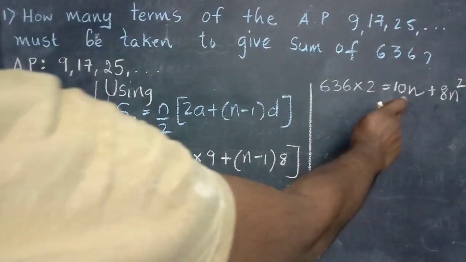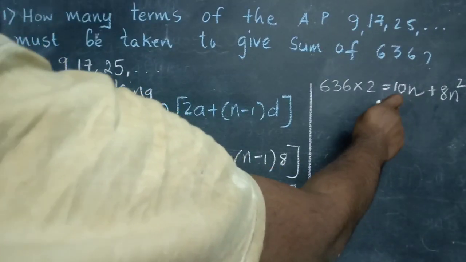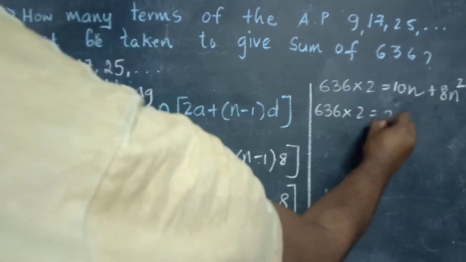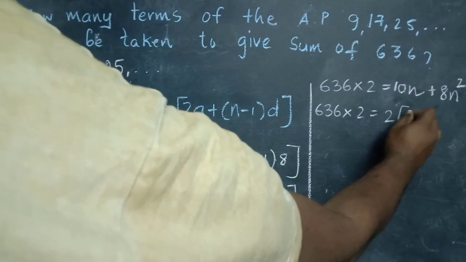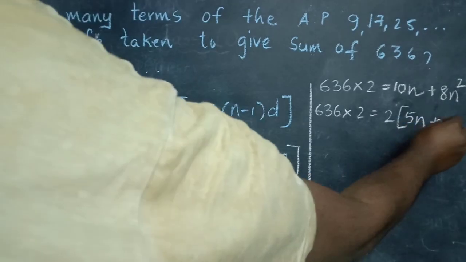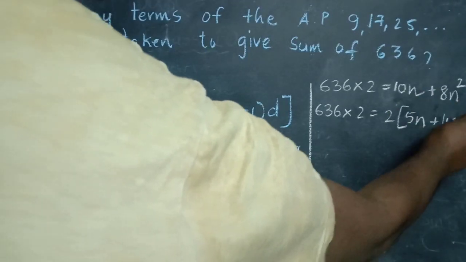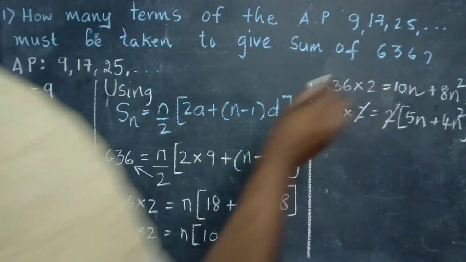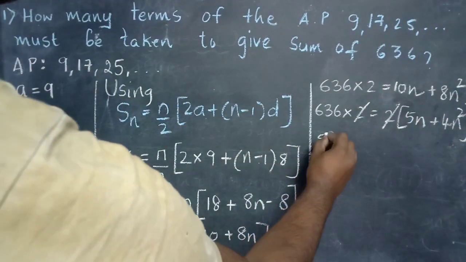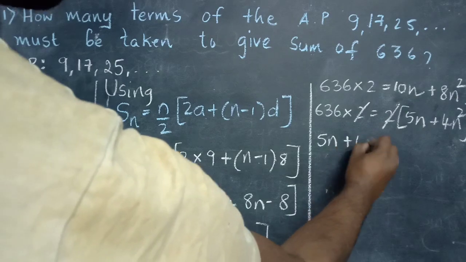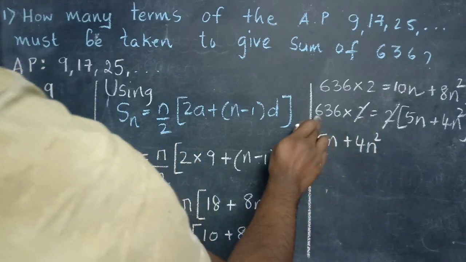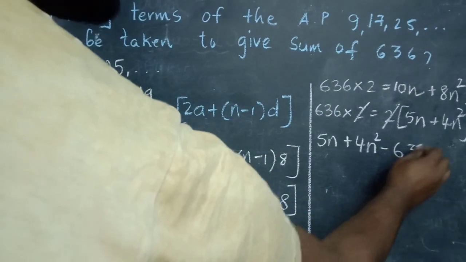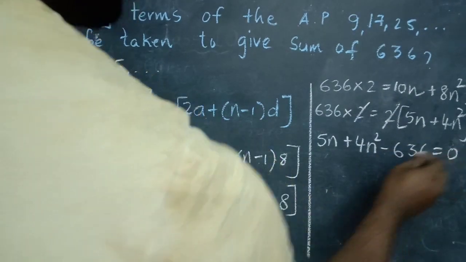Now if you observe, 2 is common here. 636 into 2, that is, 2 times 2 fives are 10, then 2 fours are 8. I have taken 2 common. This 2 and this 2 will cancel out. What is the remaining term? 5n plus 4n square. Shift this plus 636 to the RHS, it becomes minus 636, which is equal to 0.